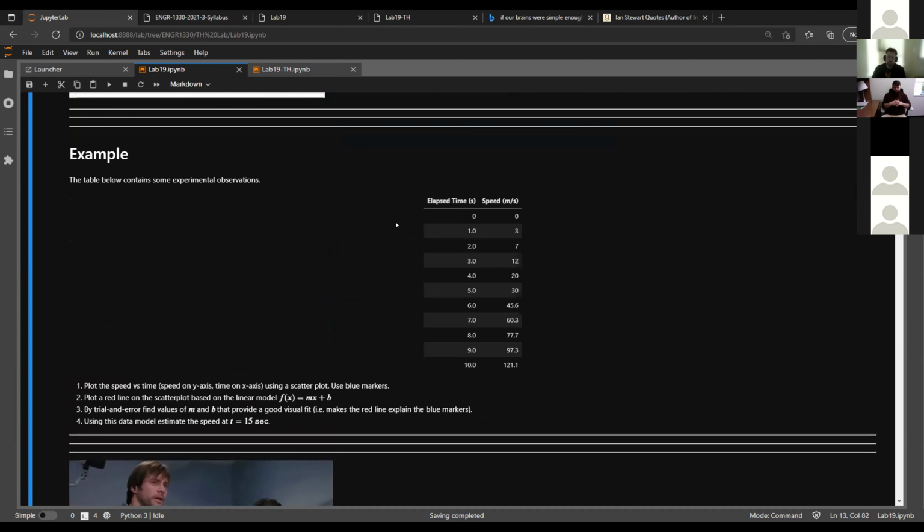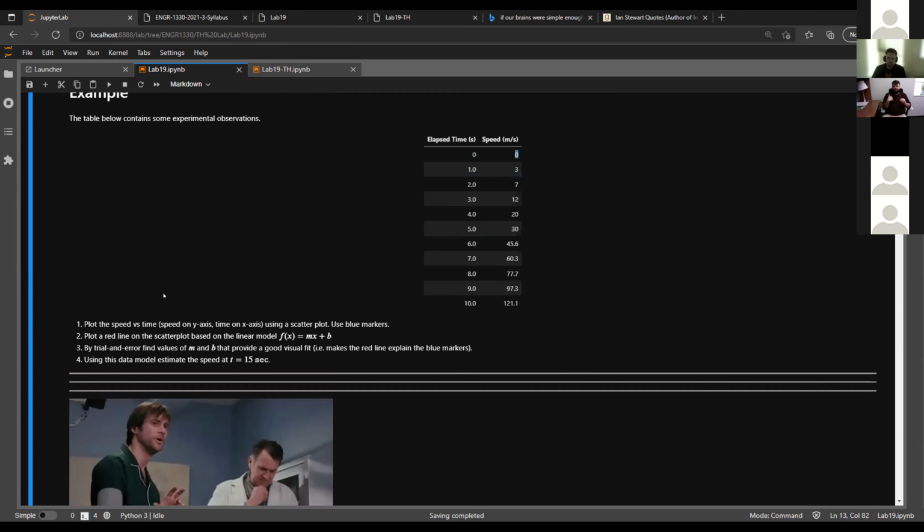Here's an example. We have some experimental observations. On the left, we have a column of the elapsed time in seconds from 0 to 10. And in the right column, we have a measurement of speed in meters per second. So at 0, when we start out, we're not moving. We have a speed of 0. Now, here's what we want to be doing.